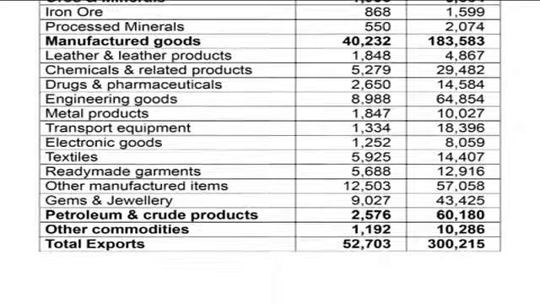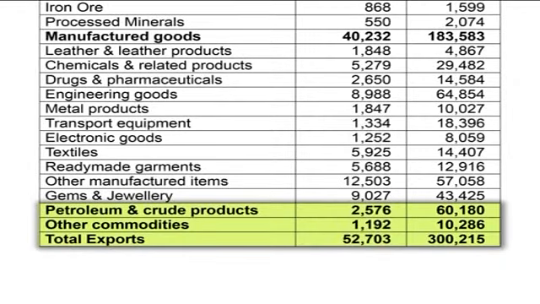Petroleum and crude products stood at 2,576 million USD in 2003 and went up to 60,180 million USD in 2013. Export of other commodities was 1,192 million USD in 2003 and went to 10,286 million USD in 2013.